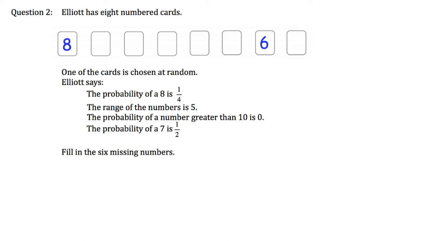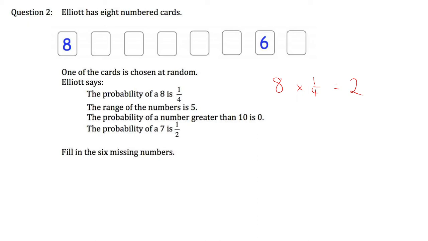Okay, so Elliot has 8 numbered cards, and all the information they give us in the question will be important to answering the question. So the first bit of information is the probability of an 8 is 1/4. So I've got to figure out how many cards with the number 8 are written on them. The way I do that is I do 8, which is the number of cards, times the probability, 1/4, and that equals 2. So what that tells us is there are 2 cards with 8 written on them.